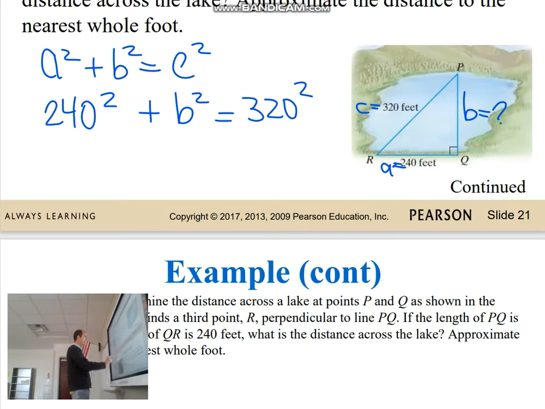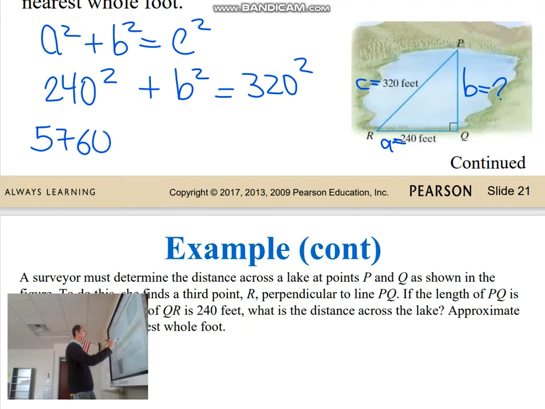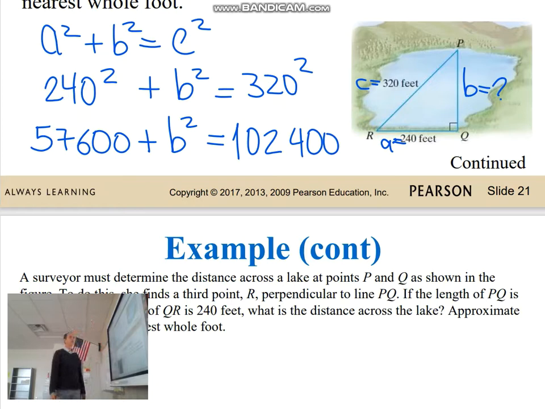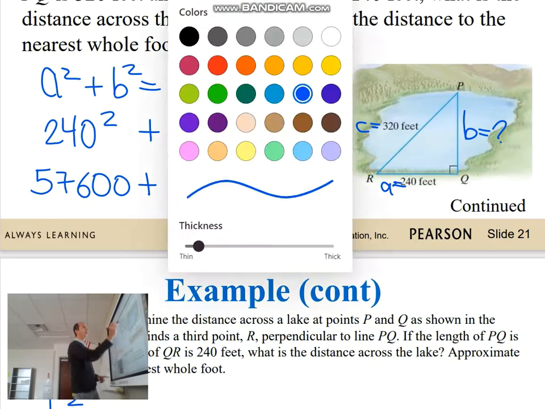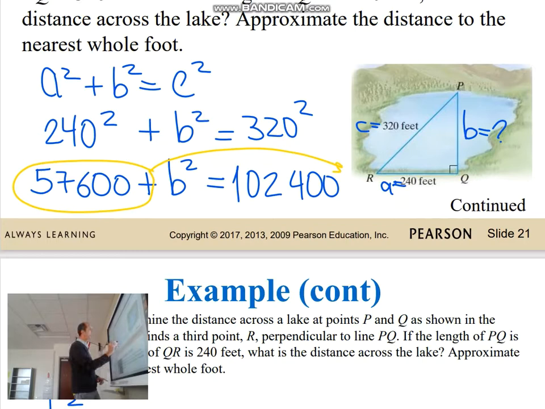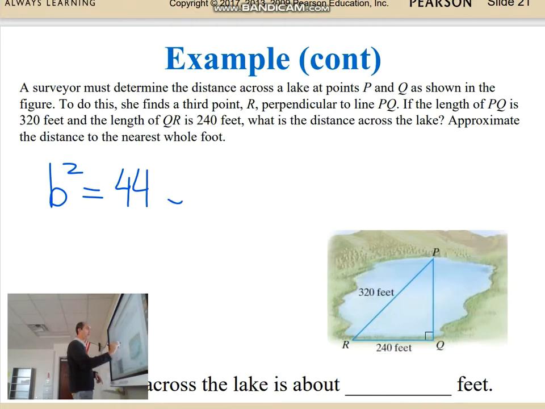And you're gonna need your calculator, because those numbers are going to be large numbers. 57,600 plus B squared equals 102,400. Then you can find B squared. You're going to apply the addition property of equality, moving this to the other side of the equation, and it becomes a negative, minus 57,600, right? And as a result, you have B squared equals 44,800.